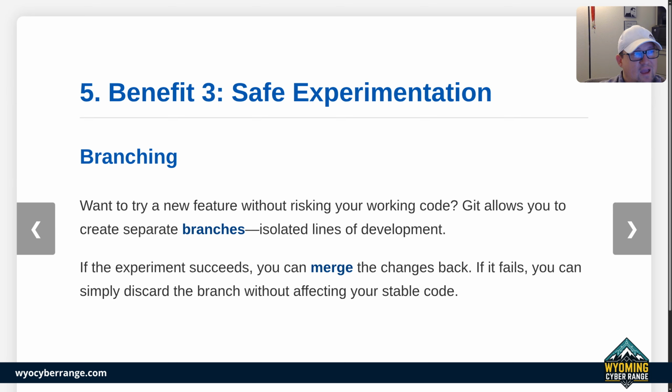All right, so we have some safe experimentation benefits here. One of the most powerful features is called branching. Imagine you want to try a new experimental feature in your script, but you don't want to risk breaking the code that already works. Well, Git allows us to create what we call a branch, which is an isolated parallel line of development. You can work on this new feature in this new branch, and if it works out, you can merge it back to your main code. But if it doesn't, you can simply delete the branch and your stable main code is completely unaffected.